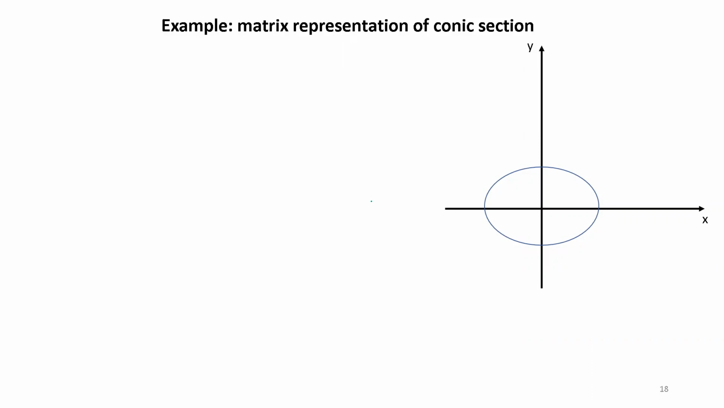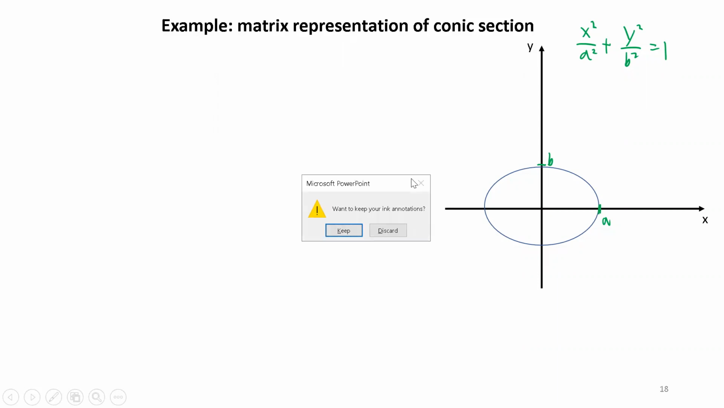For example, if I have an ellipse like this, you know that it can be written by this equation. And you understand that if you have a minus sign instead of a plus sign, it's a hyperbola. But let me just focus on the ellipse to make the point. So before going back to this picture, I want you to consider one thing.